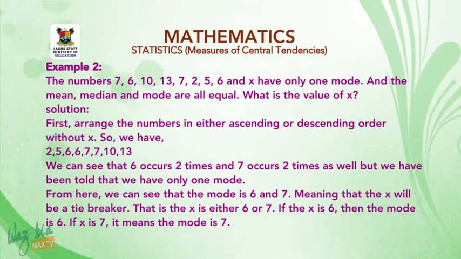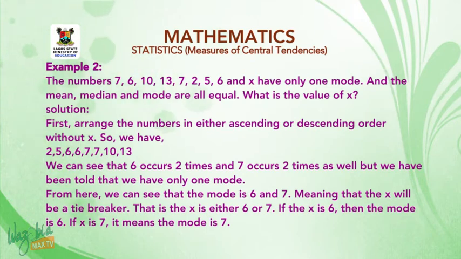I have a question here. The numbers 7, 6, 10, 13, 7, 2, 5, 6, and X have only one mode, and the mean, median, and mode are all equal. What is the value of X? Let me repeat it. The numbers 7, 6, 10, 13, 7, 2, 5, 6, and X have only one mode, and the mean, median, and mode are all equal. What is the value of X?